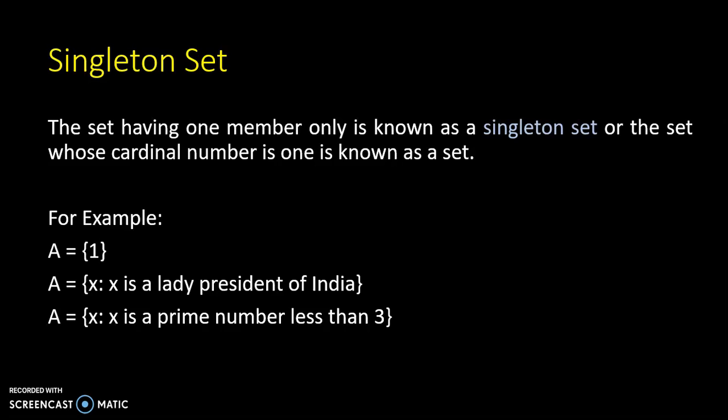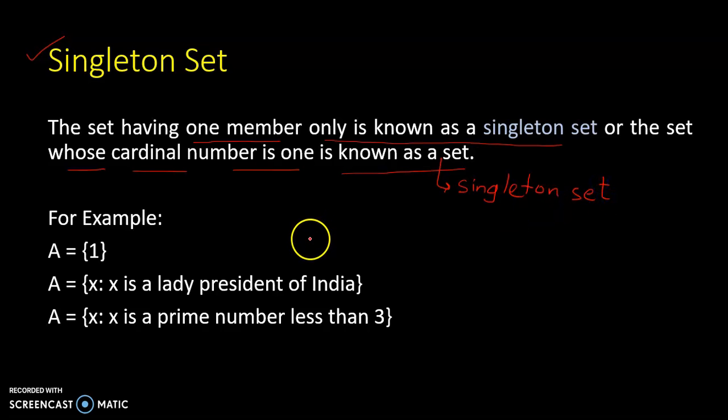Now comes the next type of set, which is also called a singleton set. The set having one member or only one element in it is known as a singleton set. Or alternatively, you can say the set whose cardinal number is 1 is known as a singleton set. And there are certain examples associated with it.